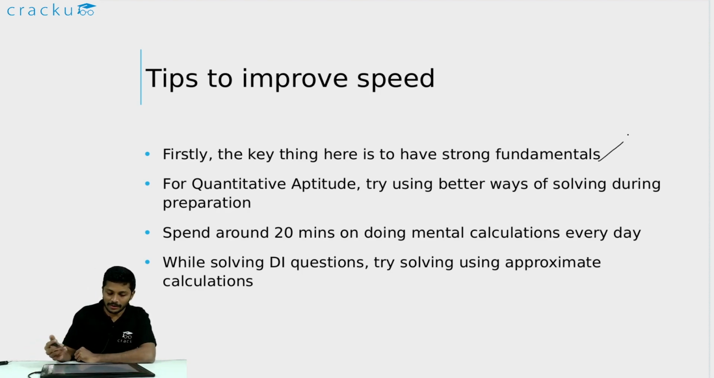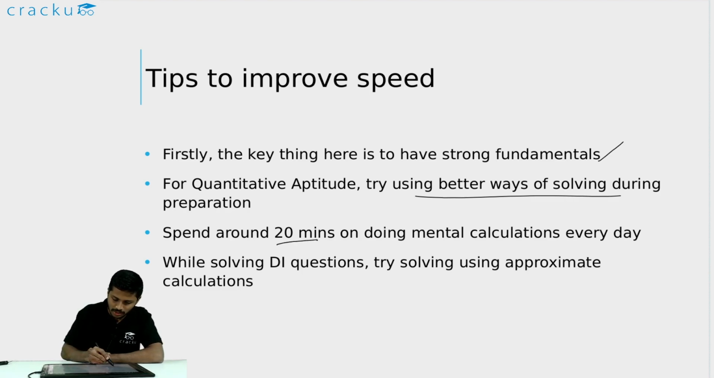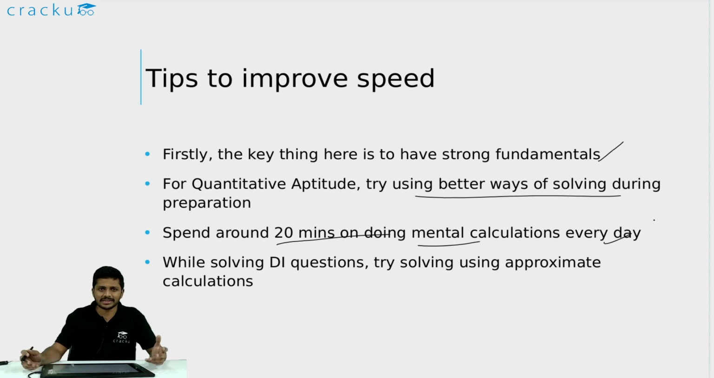And for quantitative aptitude specifically, the critical thing here is to have strong fundamentals. Once you have strong fundamentals in place, practice more sums and try using different ways to solve a particular problem. In this way, try to find a faster way to solve a problem, and this helps you save a lot of time during the exam. And apart from that, spend around 20 minutes doing mental calculations every day. These can be simple mental calculations like simple multiplications, additions and subtractions and so on.